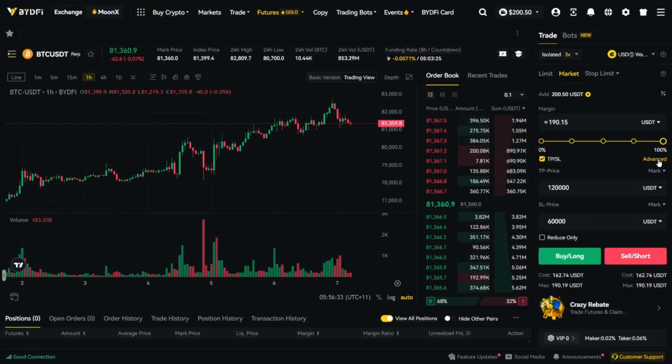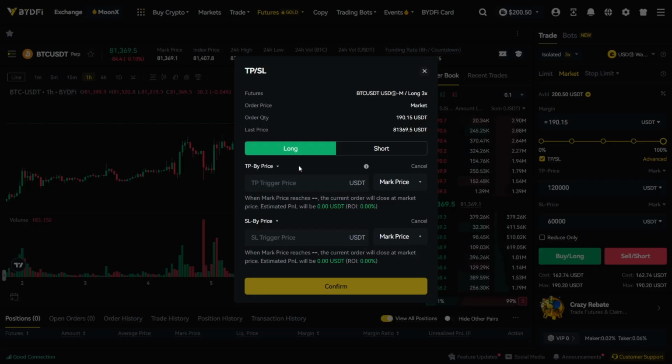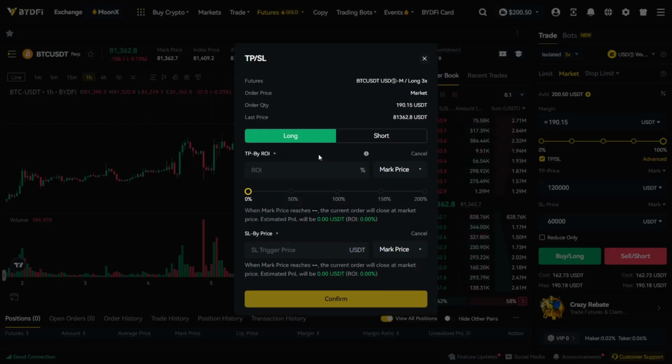There also is an advanced option. This can give you different ways to set your take profit and stop loss. We have by price, by ROI, or by P&L. By price is how we just set our take profit and stop loss. By ROI is the rate of return percentage with your 3x leverage.